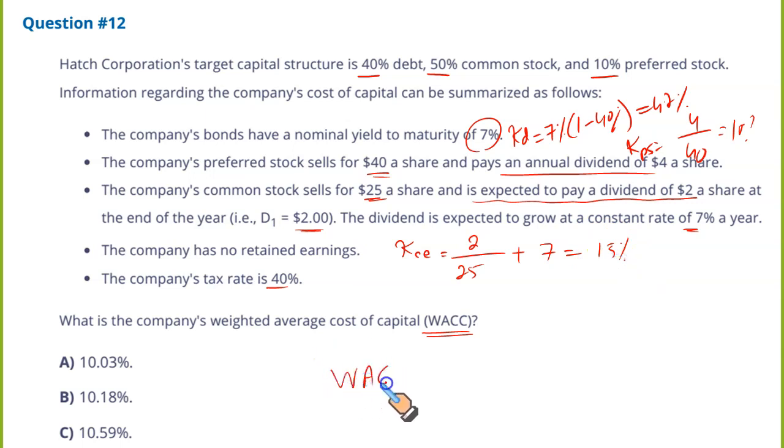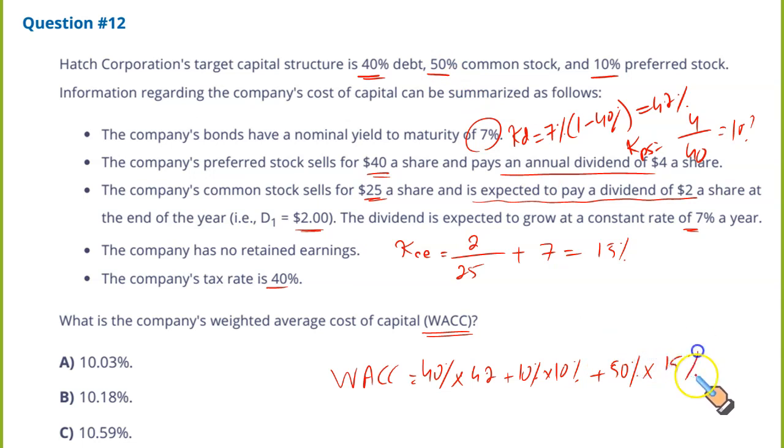There we go. Weighted average cost of capital. Your debt is 40%, the cost of debt is 4.2. Weightage of preferred stock is 10%, cost is 10%. The cost of common equity we've just calculated is 15%, weightage is 50%, so 50% times 15. And that's all. 0.4 times 4.2 plus 0.1 times 10 plus 0.5 times 15 gives me a total of 10.18. 10.18%, that is B.